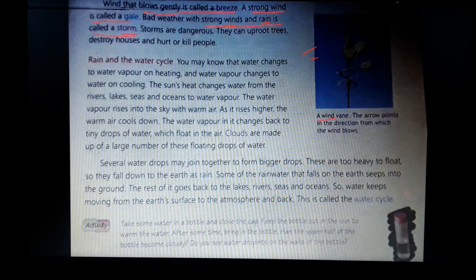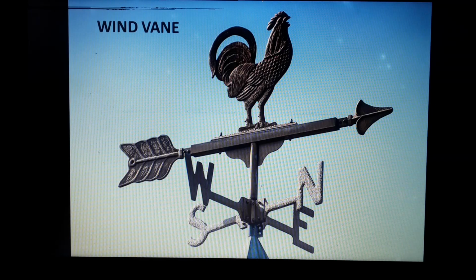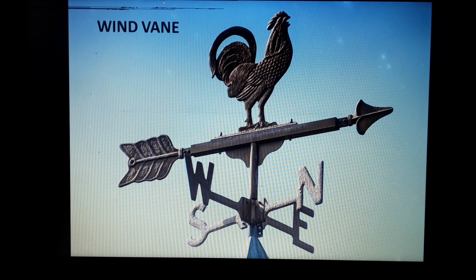We have seen in the previous part where we were talking about temperature, that temperature is measured by a thermometer. Wind, you cannot measure wind, but you can measure the speed at which wind is blowing. So for understanding at what speed the wind is blowing, we use a wind vane. This picture right in front of you is called a wind vane, and a wind vane shows the direction of the wind and at what speed the wind is blowing.